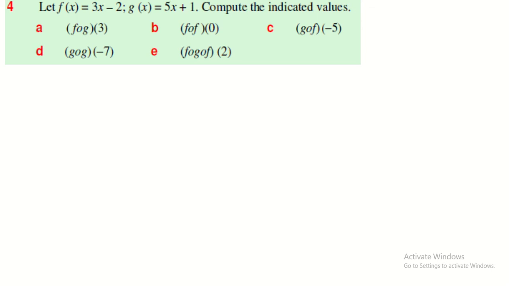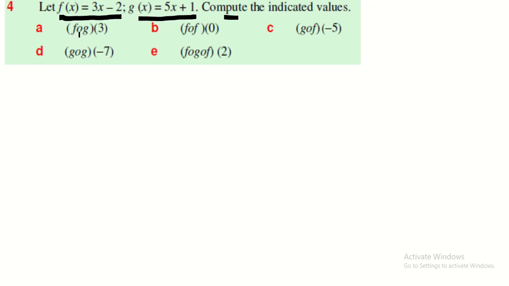Hello everyone. Here we are to solve the homework questions about composition of function. Let us start taking correction from question number 4. It says f of x is equal to 3x minus 2 and g of x is equal to 5x plus 1. Keep this in your mind. And then it says compute or evaluate at the indicated values.